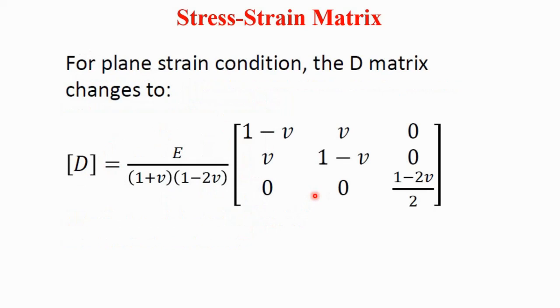For the plane strain condition, D changes. Therefore D is equal to E divided by (1 plus mu) times (1 minus 2 times mu), times the matrix [1 minus mu, mu, 0; mu, 1 minus mu, 0; 0, 0, (1 minus 2 times mu) divided by 2]. This is the D matrix for the plane strain condition.